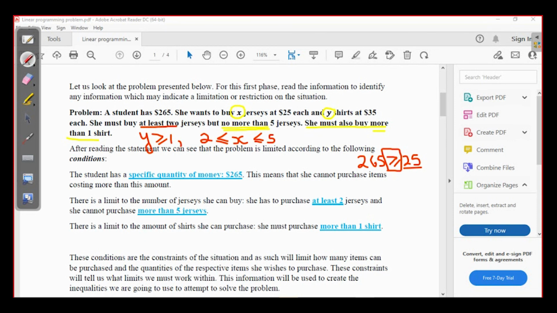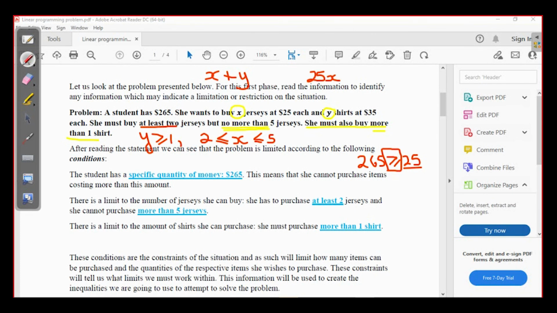So we know we have to buy jerseys and shirts. So I have a question. What would X plus Y tell me? That would be the number of jerseys and the number of shirts added together. So that's the total number of jerseys and shirts I could buy. Alright. What about this? What would 25 times X tell me?